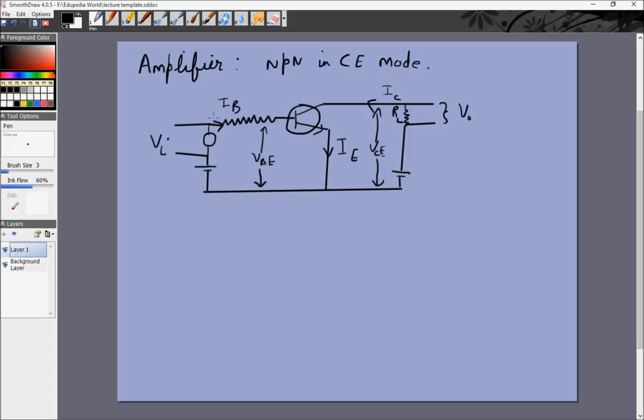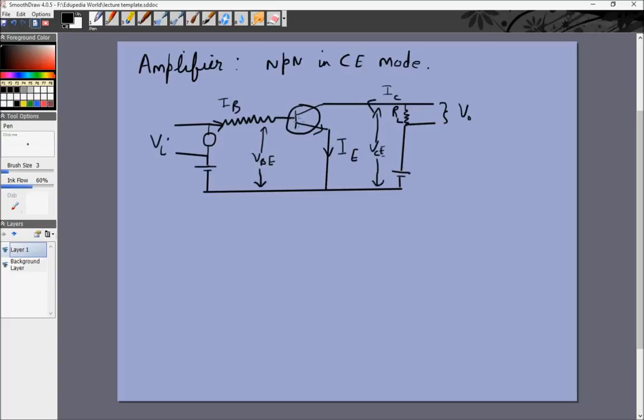If we send a very small current IB in this direction, then that negative charge will be neutralized and we get a large current IC. And that is basically the principle of amplification. So I'll explain it again. Electrons are going from the emitter to the collector. That's why the current is from the collector to the emitter.